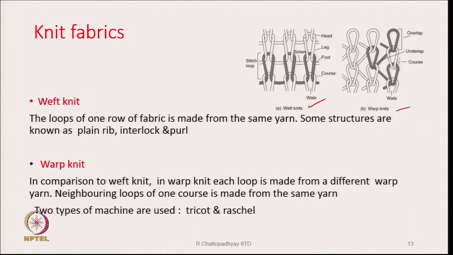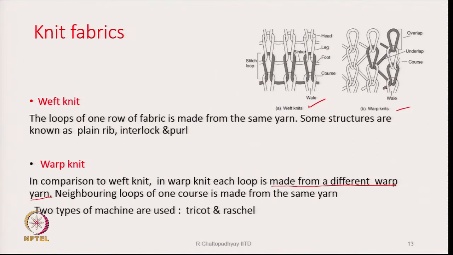So, one row is made from one particular yarn, the next row is made from another yarn. So, every row is representing a yarn from a specific cone. The neighboring rows are made from the yarns from other cones. In the warp knit, in comparison to weft knit, each loop is made from different warp yarns. Neighboring loops of one course are made from the same yarn.